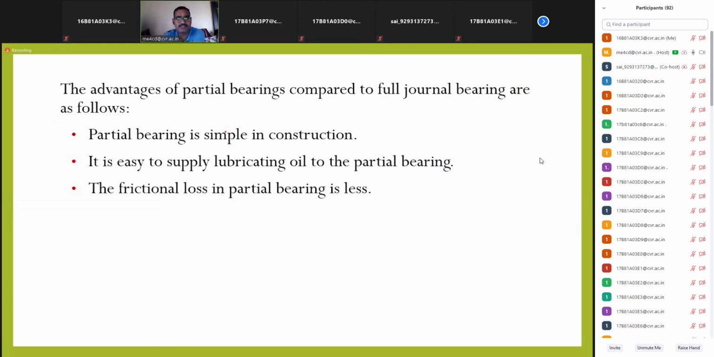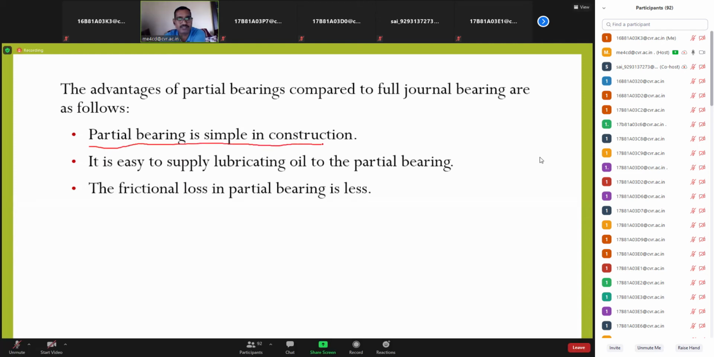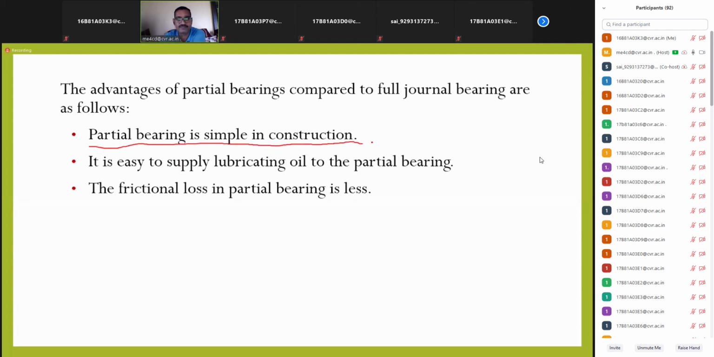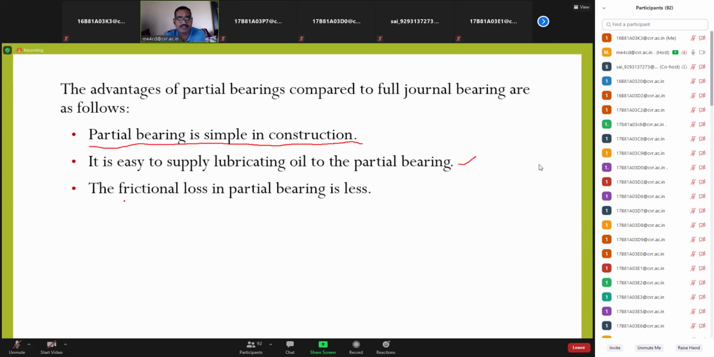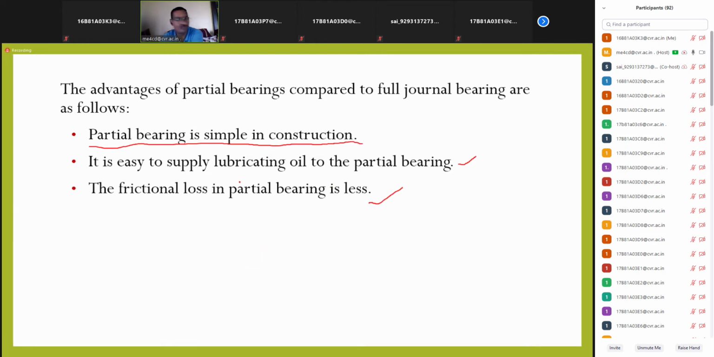And what are the advantages? The advantages of partial bearings compared to full bearings are: a partial bearing is simple in construction, right? It is easy to supply lubricating oil to partial bearings. The frictional loss in a partial bearing is less, because the friction is very low when compared to the full journal bearing, right?